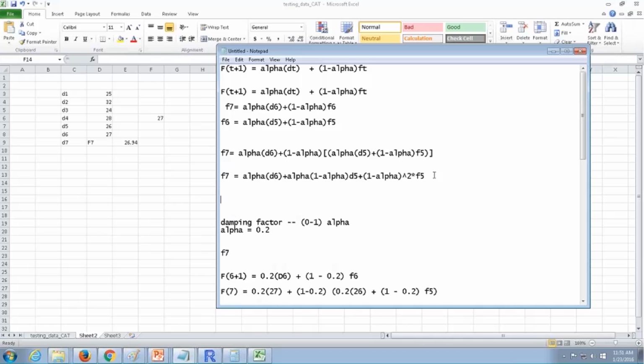For an example, now I can tell how my weights are decreasing. For an example, what is alpha? It is 0.2. Now substitute alpha equal to 0.2. D6 plus 0.2 into 1 minus 0.2, say it is D5, plus 1 minus alpha the whole square, which is 1 minus 0.2 the whole square, into F5.